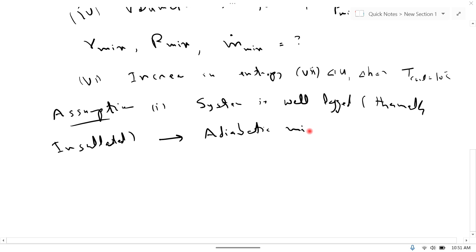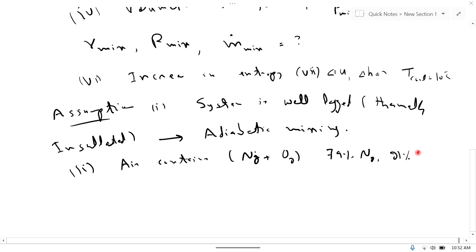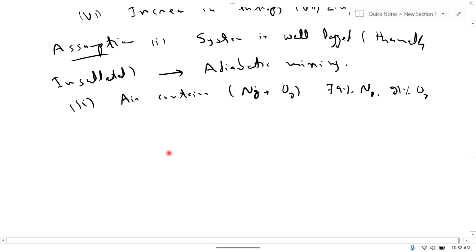Adiabatic mixing. And number 2, second assumption is air contains only nitrogen plus oxygen, 79% nitrogen and 21% oxygen. These are the assumptions. And there are some constant values which we will use in this problem.